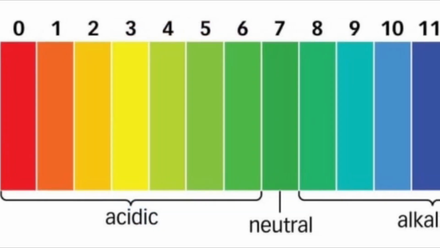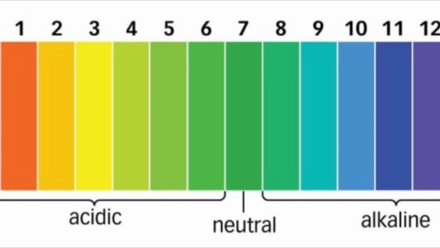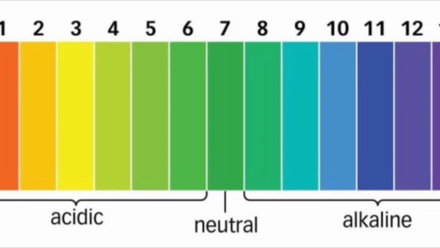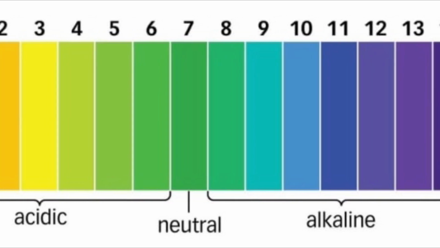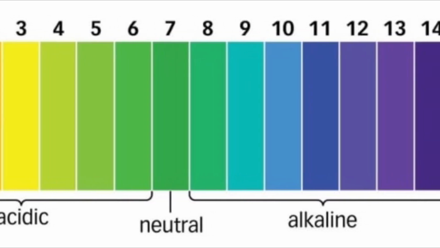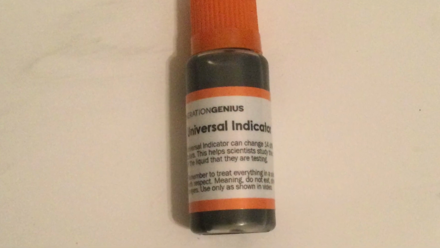The pH of liquids ranges from 0 to 14. As you can see on this scale, they can be very acidic, which is sour, or they can be very alkaline or basic, which is bitter. And we test the pH of liquids using universal indicators.